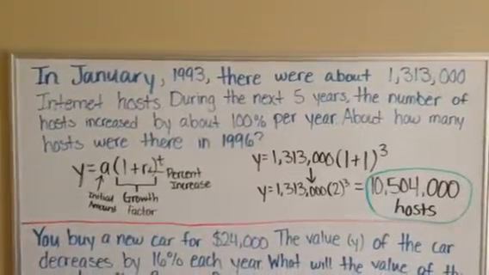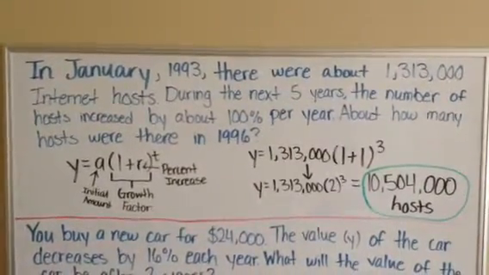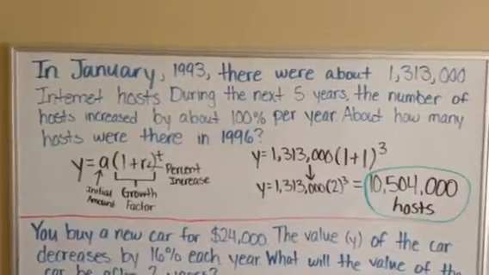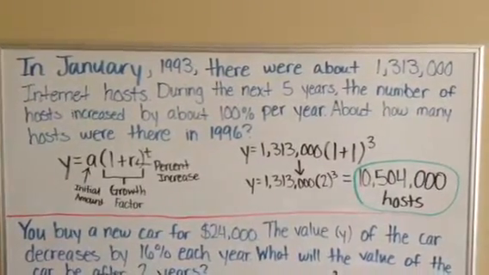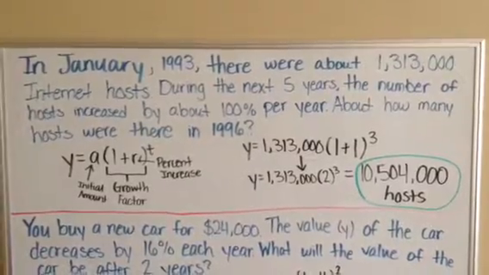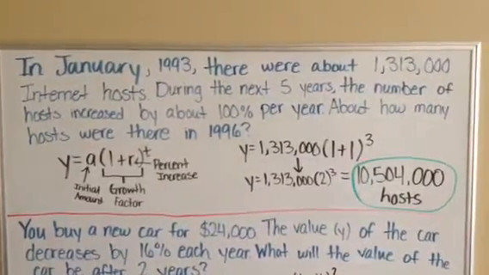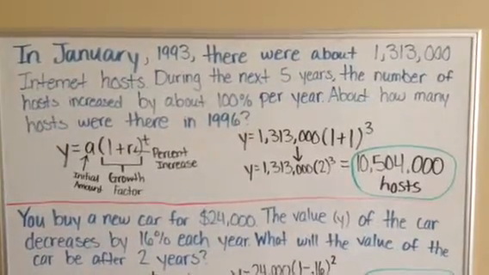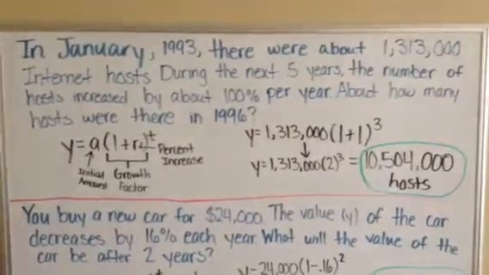So I'm doing a video on inflation and depreciation. The first problem is inflation, and it says in January 1993, there were about 1,313,000 internet hosts. During the next 5 years, the number of hosts increased by about 100% per year. About how many hosts were there in 1996?